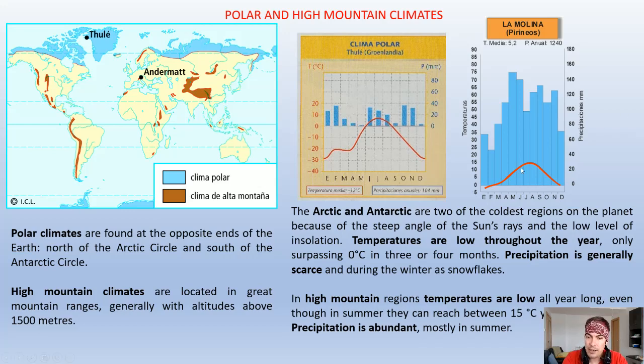And then here in the high mountain regions, the temperatures are low all year long, also not that low like in the polar climates, but still low, even though in summer they can reach between 15 and 20 degrees centigrade on average, okay? As you can see here, in summer the temperatures are way higher than in winter. Precipitation is abundant and mostly concentrated in the summer.